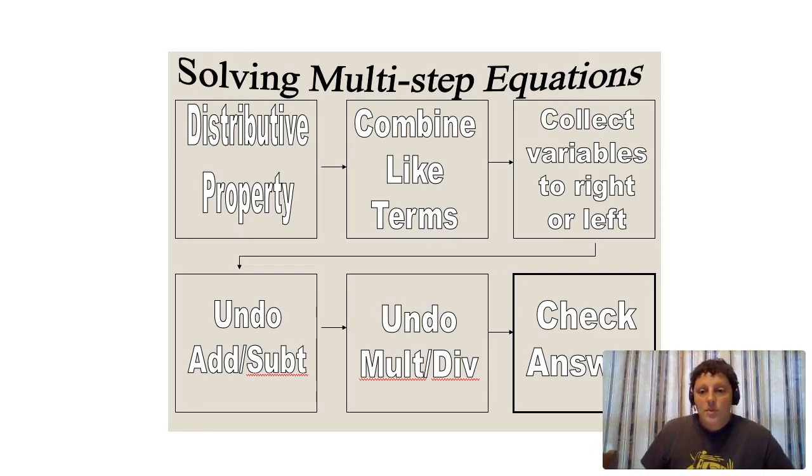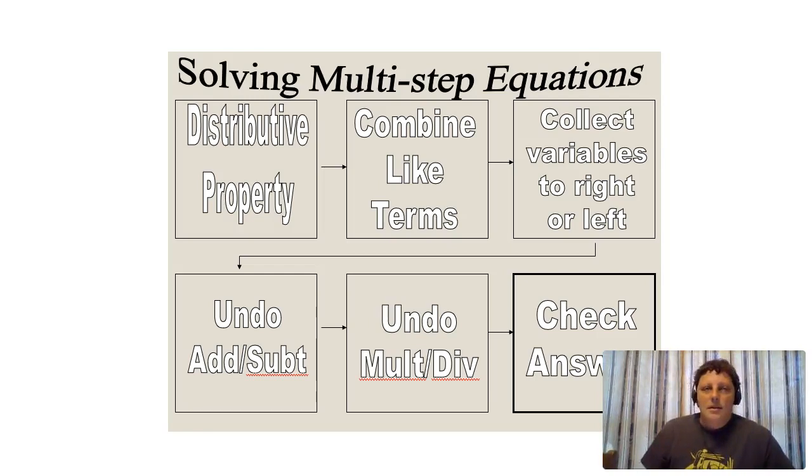You're going to start with the distributive property, which means if you have parentheses and you need to multiply into those parentheses, go ahead and do that. Combine like terms, then collect variables either to the left or the right. Undo addition or subtraction, undo multiplication or division, and then, of course, if you want to make sure you got it right, you always check your answer.